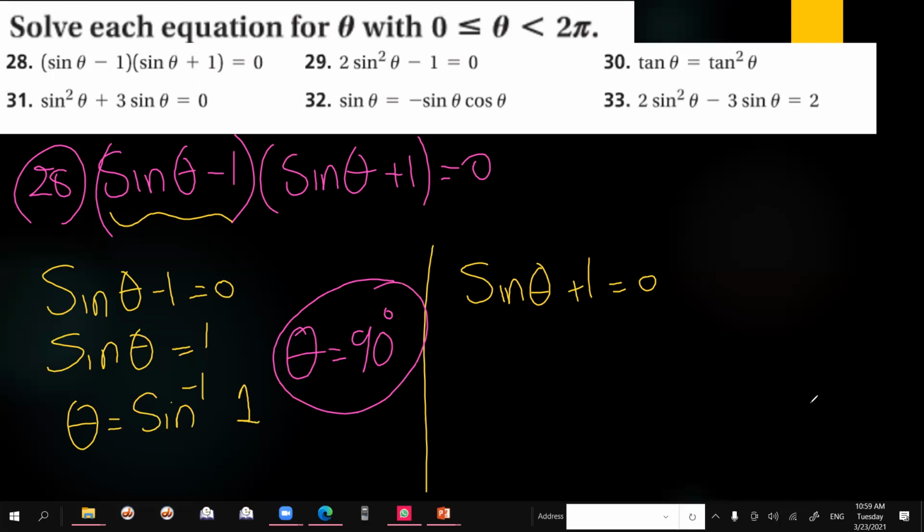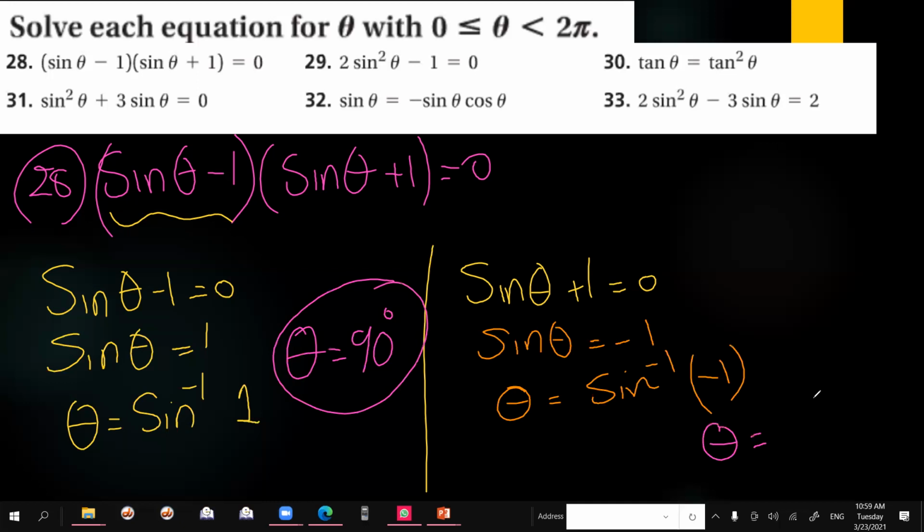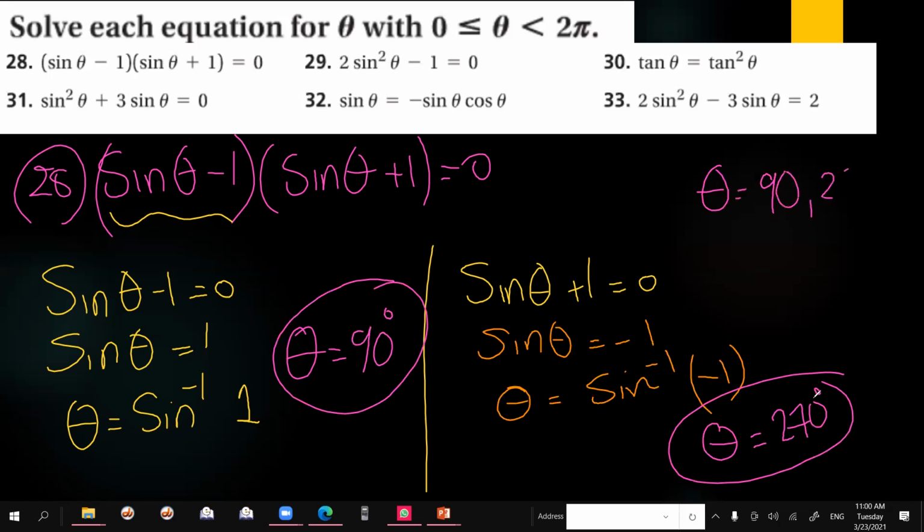The second one now. Sine of theta is -1. So theta will be sine inverse of -1. Now, which angle has sine equal to -1? 270. So now the two angles are 90 and 270. In radian, it's pi/2 and 3pi/2.